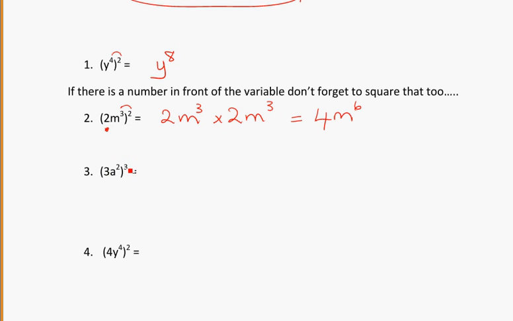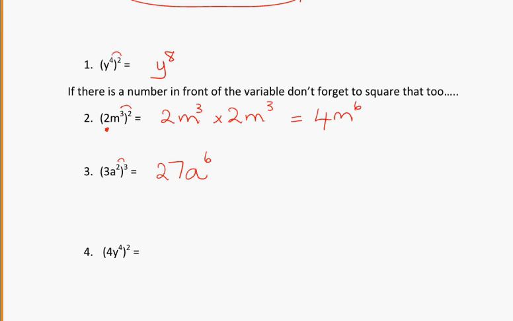Okay, we've got 3 and we must cube it. 3 squared is 9. So 9 times 3 is 27. And what's a squared cubed? We can just multiply those together and say it's a to the 6th.